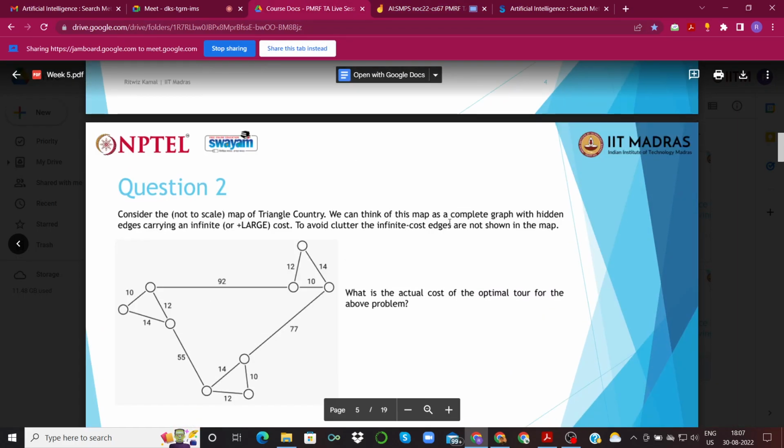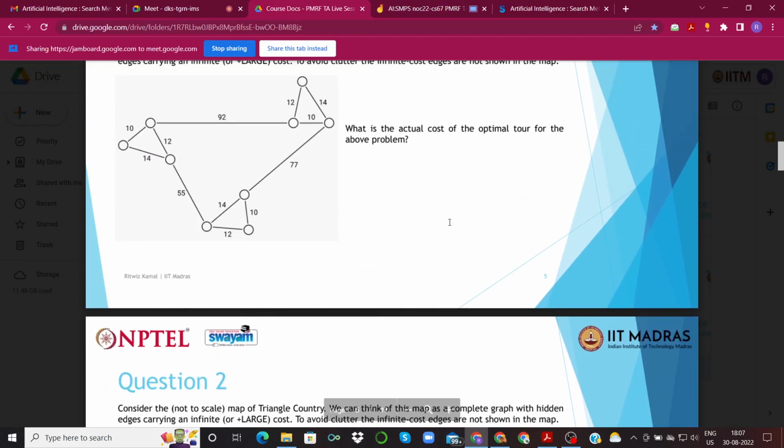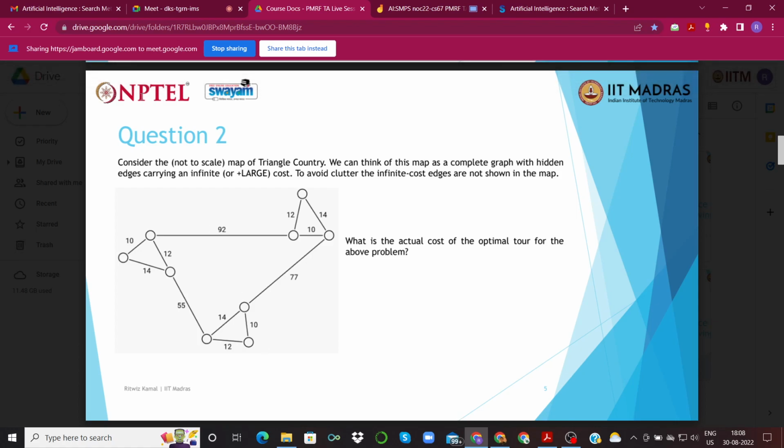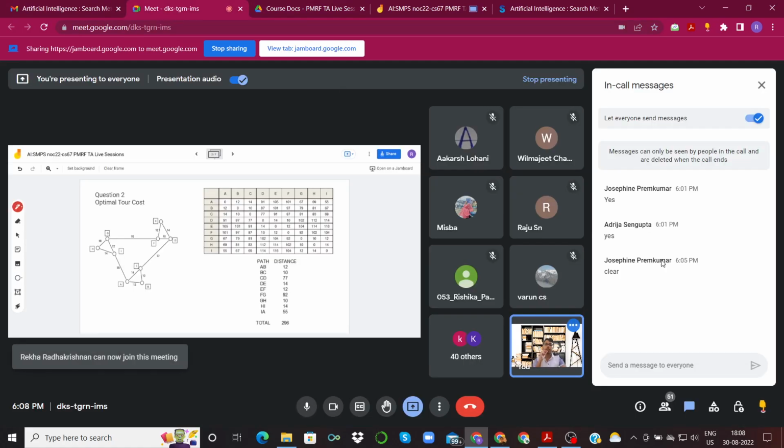Thanks, sir. Okay, so this is the second question over here. We just saw a lower bound. So what does a lower bound mean? Can any of you share your thoughts on that? The minimum cost of the tour.